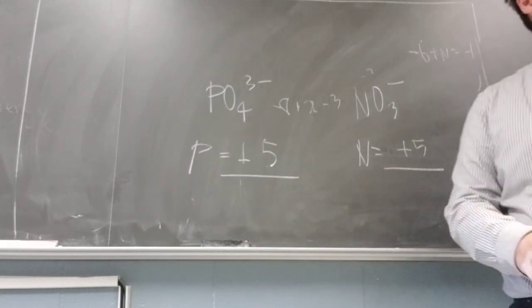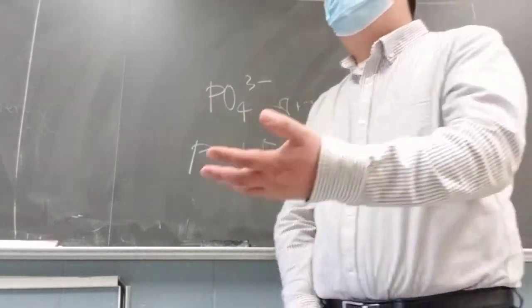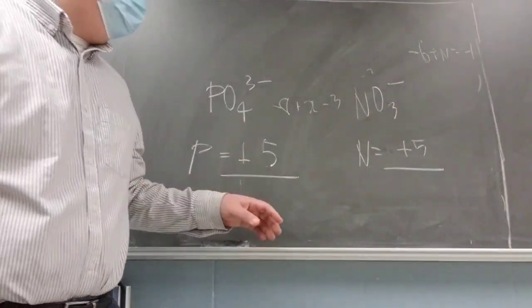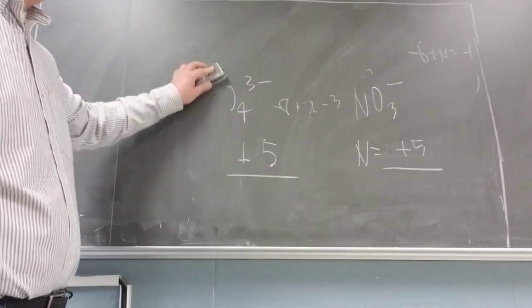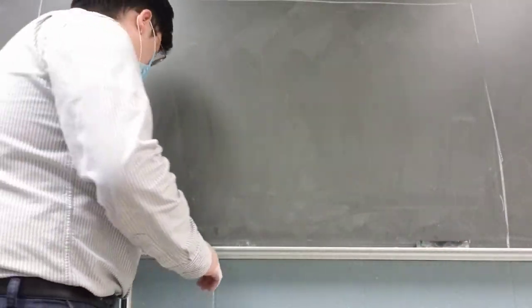The only time you're going to have a different oxidation number for oxygen is in hydrogen peroxide, but I'm not going to do that on this. So most of the time, the oxidation number for oxygen will be -2.